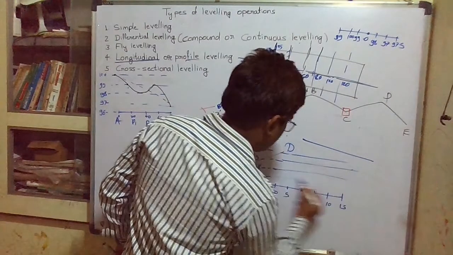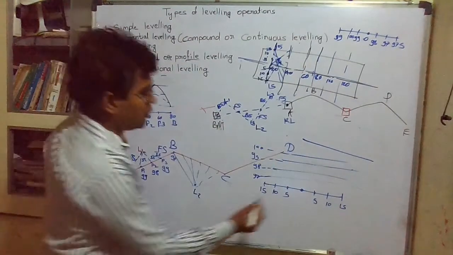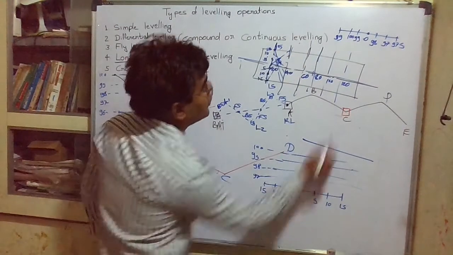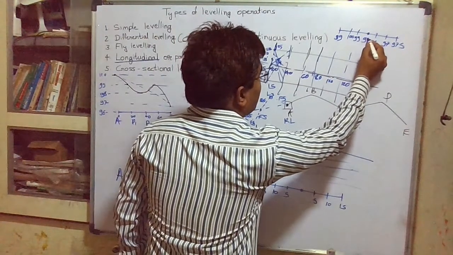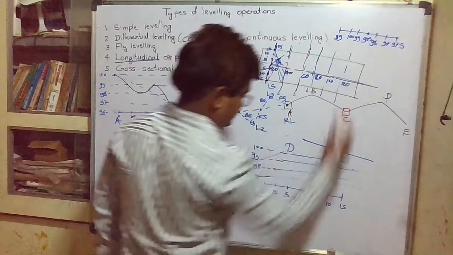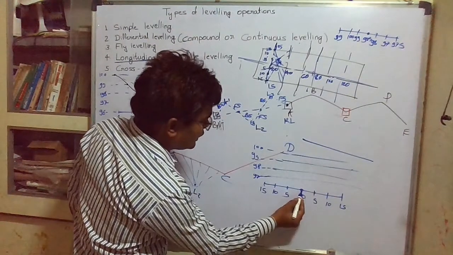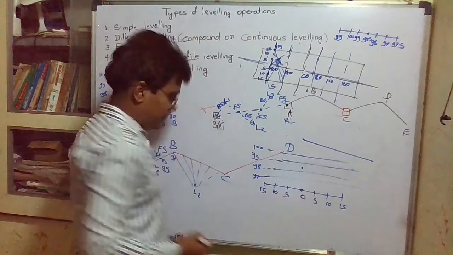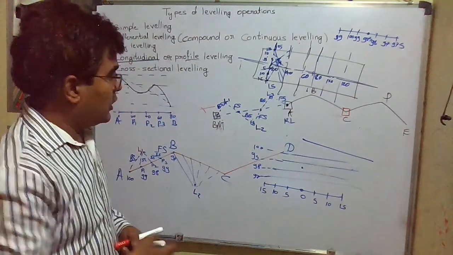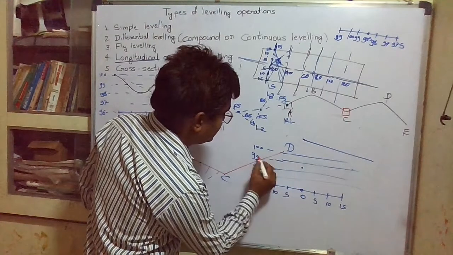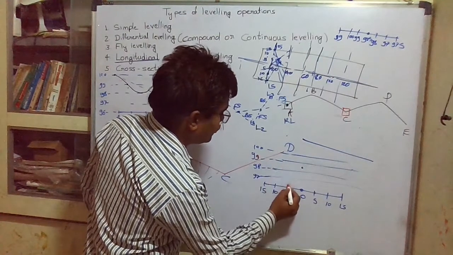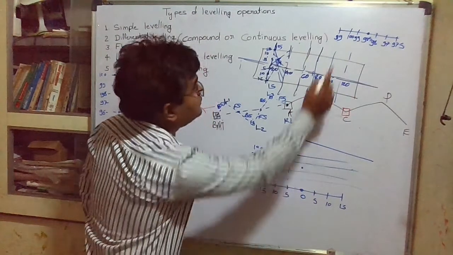So here at 0, suppose there may be an RL of 98.5. So this is the 0 point, where RL is 98.5. Again at left 5 there is an RL of 99. This is 99, so left 5 RL is 99.